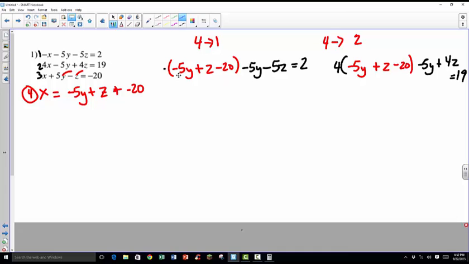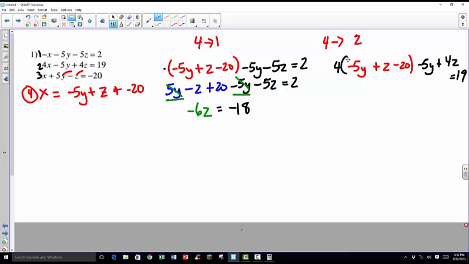We have a negative in front, so I got a positive 5y, a negative z, and a positive 20. And then the rest of it just drops down, minus 5y minus 5z equals 2. Now I can start combining like terms. I see a positive 5y and a negative 5y, so those are going to cancel. I have a negative z and negative 5z, so it's going to give me a negative 6z. And I want to move that 20 over, so minus 20, so it's going to equal negative 18.